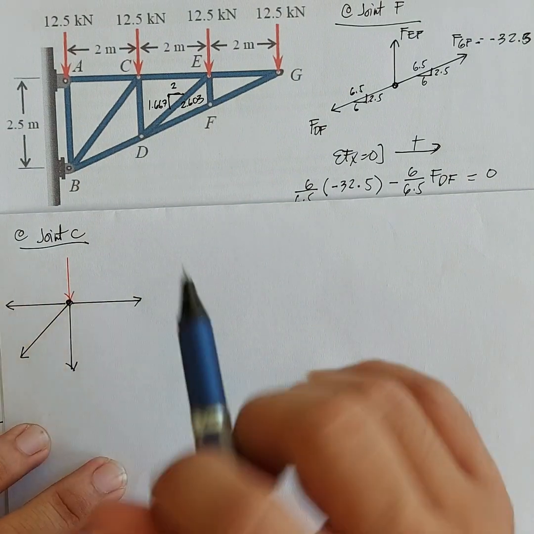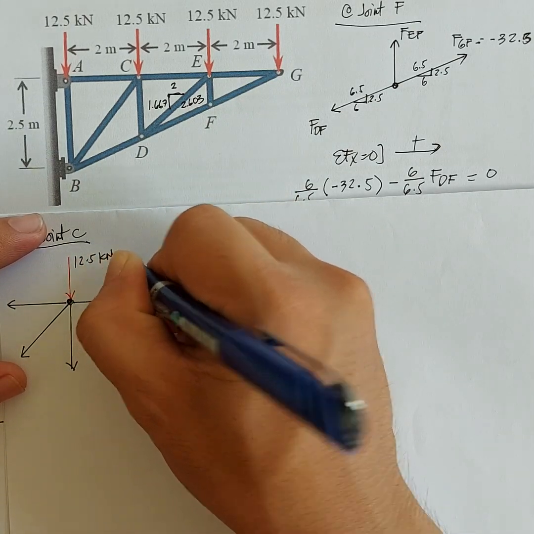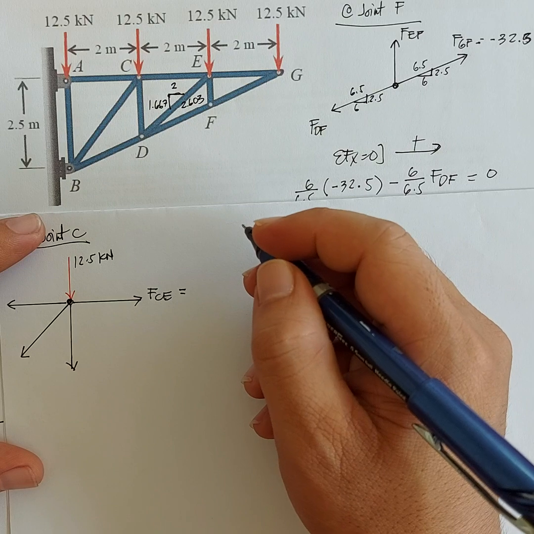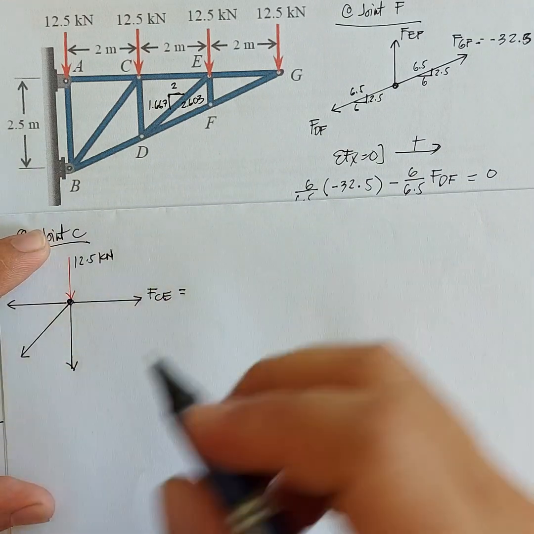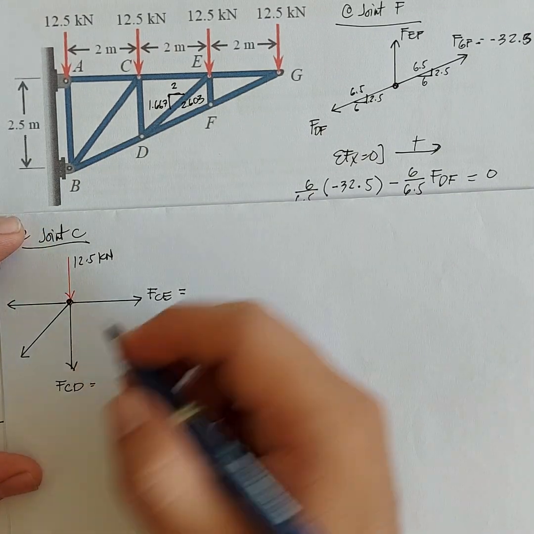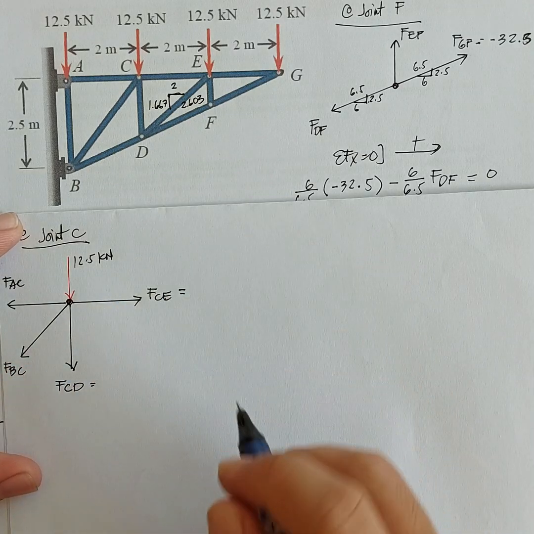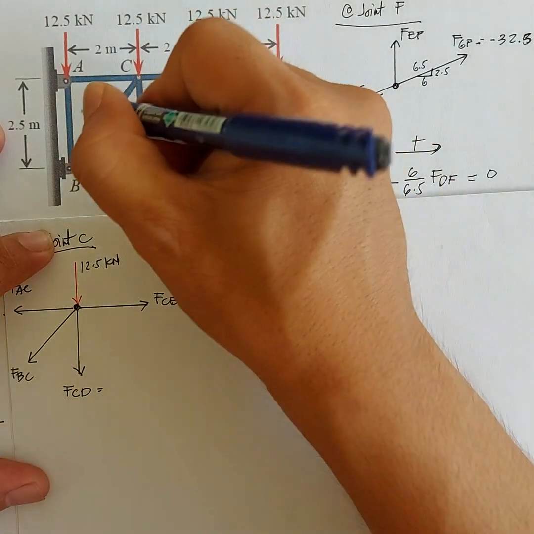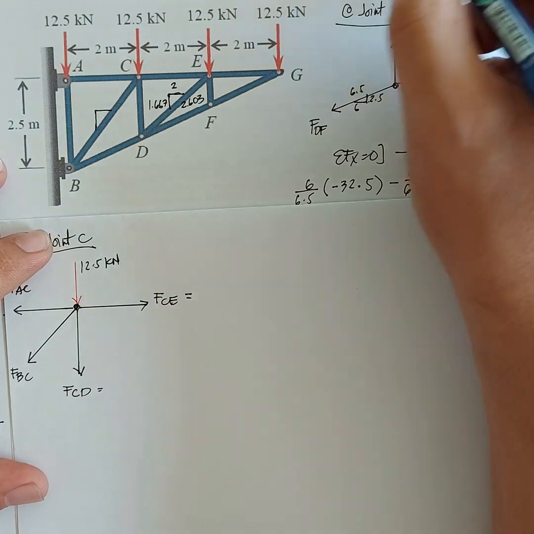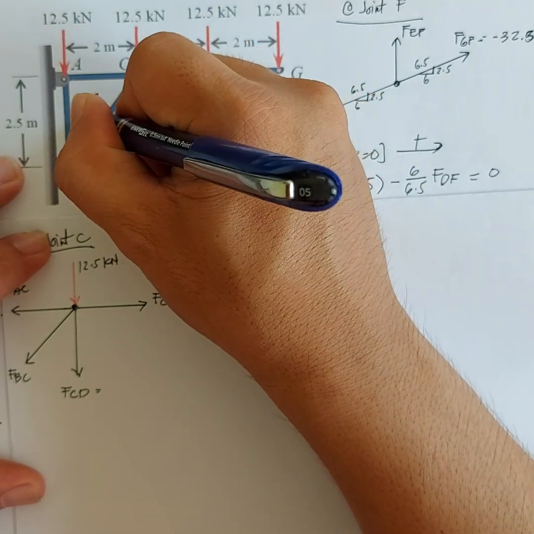So I have an external force here that's 12.5 kilonewtons. This is FCE. Tama. Which we have solved a while ago. And this is FCD. Nasolve na din natin to. Ang ano lang dito is FAC and FBC. Again, we need to solve for the slope of this member. Let's just follow na lang itong triangle dimensions. We have, this is 2 meters and this is 2.5.